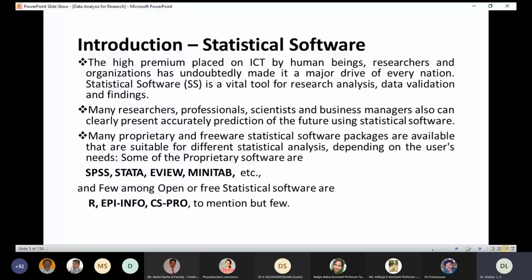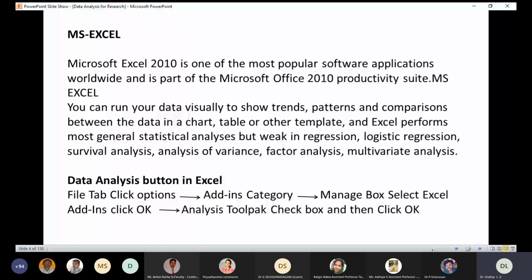Excel has a specific option called add-ins, through which you can enable the data analysis option. You need to go to the add-ins button, select data analysis. Generally it may not be available in the regular Excel window. You need to add it using the add-ins category, like how you add macros and other options. Data analysis is also one of the options.